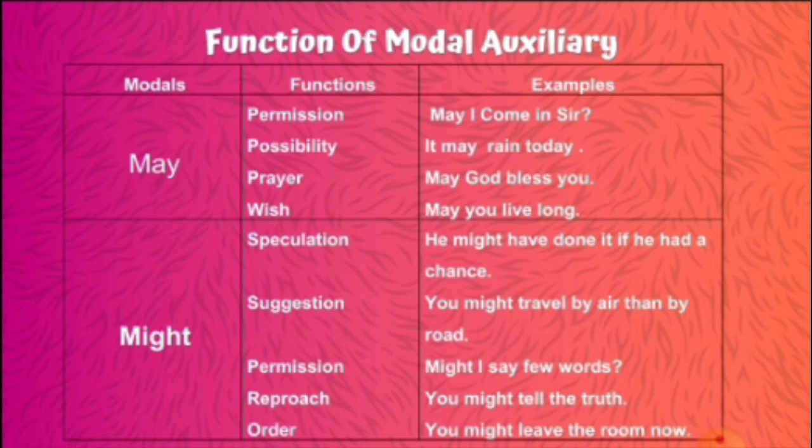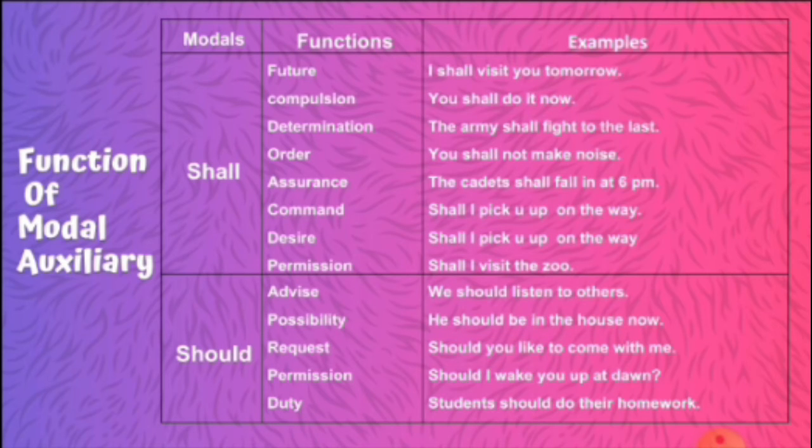And in might, similarly, there are some functions like speculation, suggestion, permission, reproach, and order. So we can use might as well. And in the next modal auxiliary, shall and should, they are both used differently. Shall is used for showing an action in the future, and should shows advice, request, permission, duty.